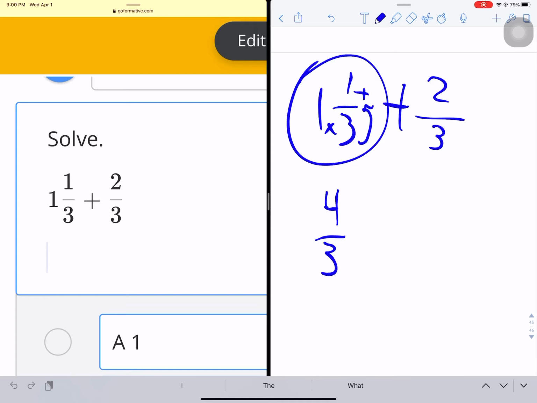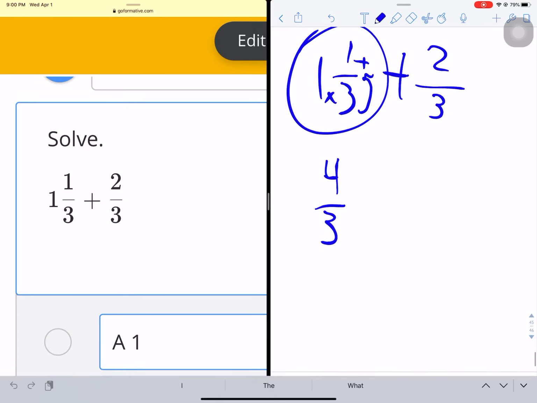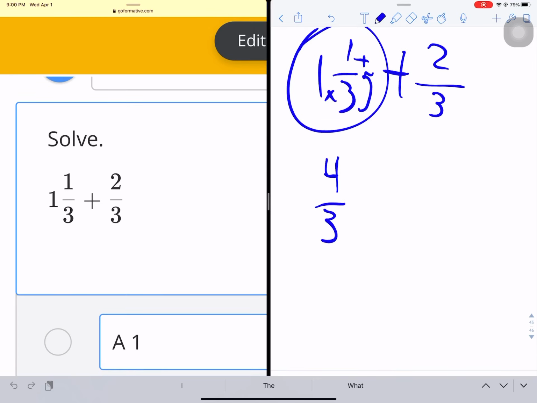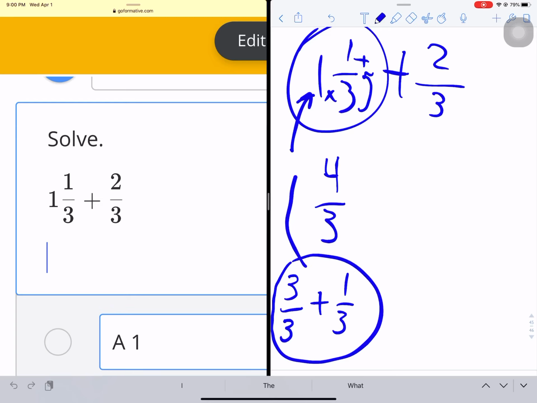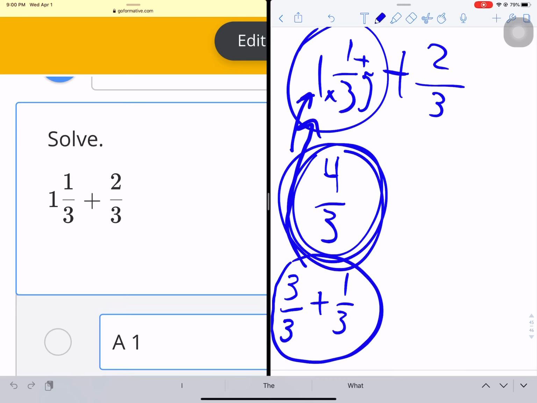Now, if you're like, wait, hold up, how did you do that? Another way to think about it is if 1/3 is a piece and this 1 is a whole, what is a whole of 1/3? You could think of it like this. 3/3 is a whole, because 3 divided by 3 is 1, plus the 1/3. That is another way of looking at that. And if you do that math, it is 4/3.